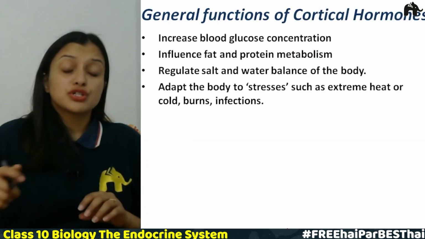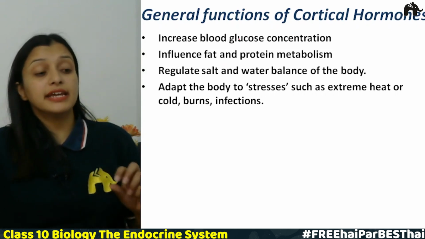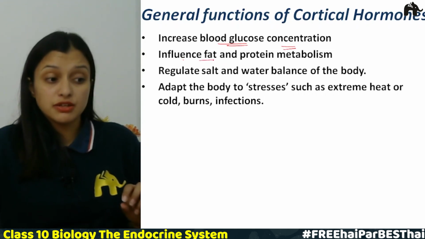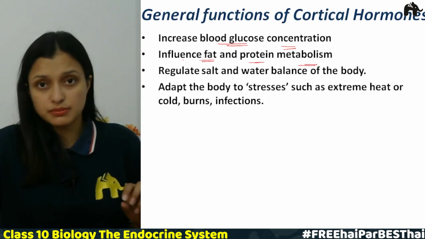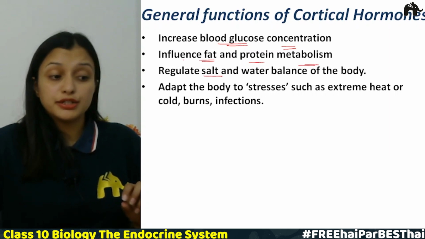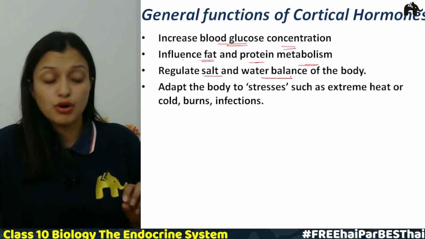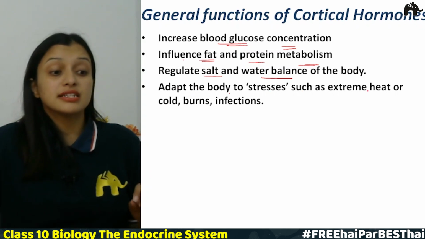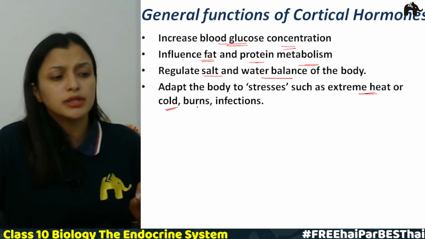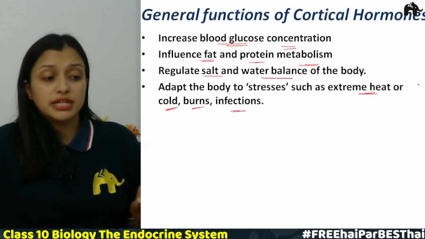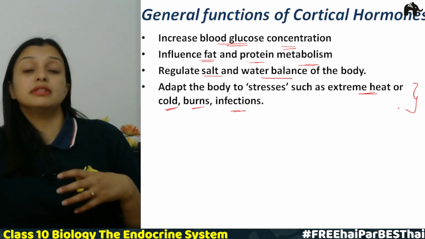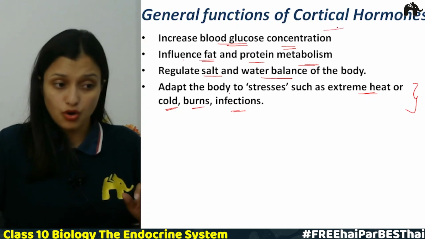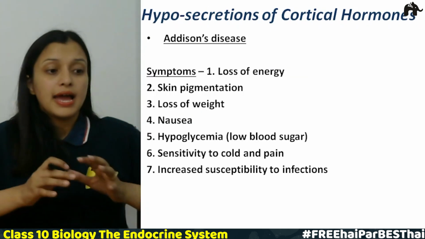So the general functions of cortical hormones: they increase the blood glucose concentration, they influence the fat and protein metabolism in the body, they regulate salt and water balance in the body, and finally they adapt the body to stresses such as extreme heat, cold, burns or infections. So in those extreme cases or stress related cases, these cortical hormones come into the picture.